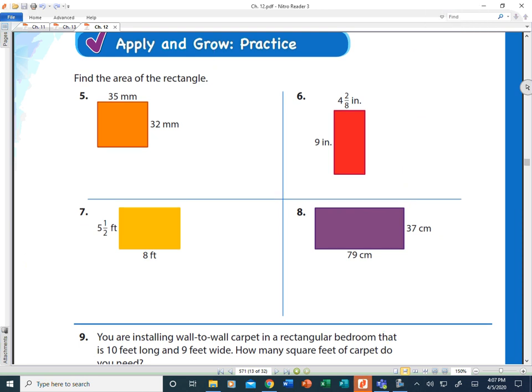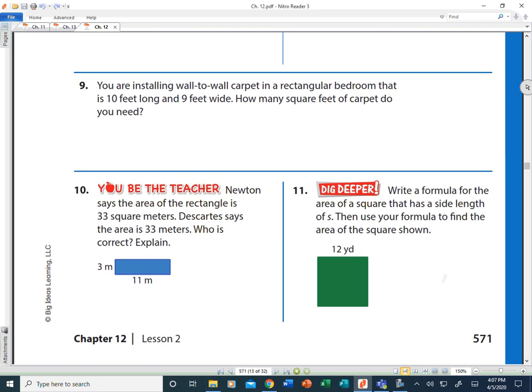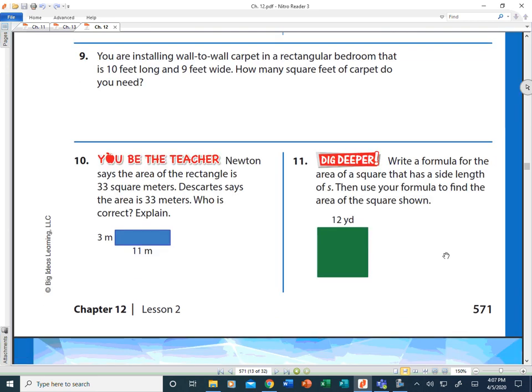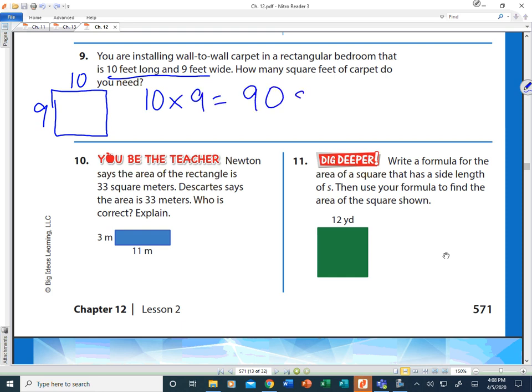Moving on down to 9. It says you are installing wall-to-wall carpet in a rectangular bedroom that is 10 feet long and 9 feet wide. How many square feet of carpet do you need? Well, it's asking us for how much area we are going to take up with the carpet, right? How much surface area. And it says that it's 10 feet long and 9 feet wide. So length times width. 90 square feet.